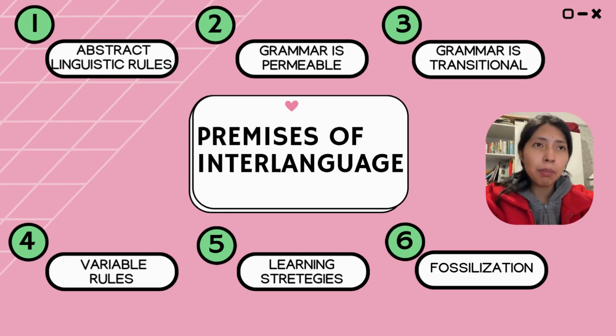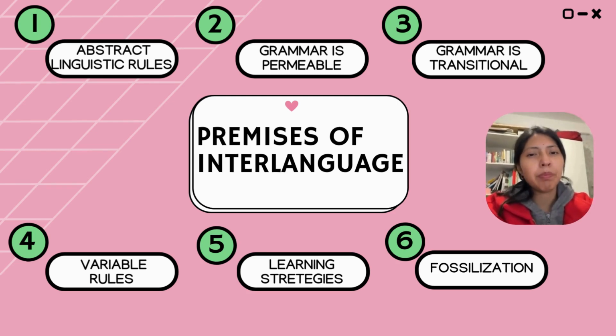And the next premise says that the learner uses different learner strategies to perform with the language. And the last premise says that the learner's grammar is likely to fossilize, which means that it does not improve, it cannot improve over time.